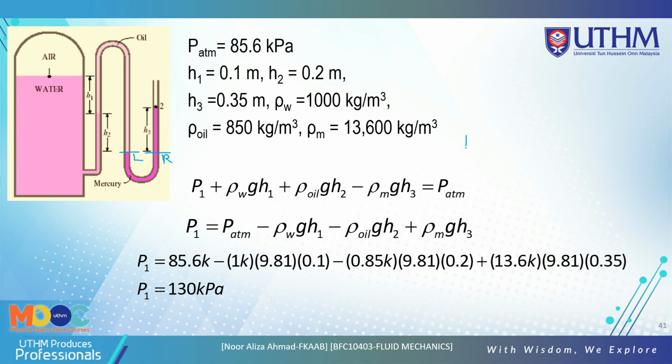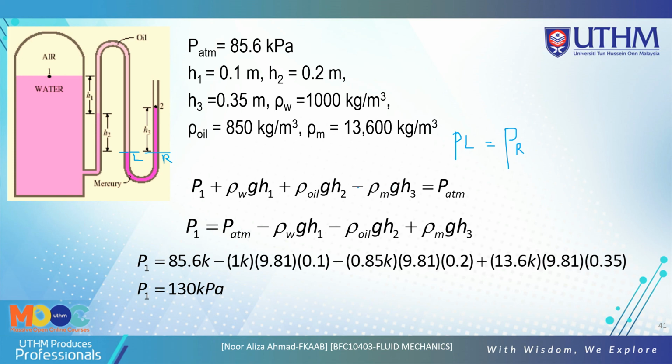Look at the right side and the left side. Pressure at left is equal to pressure at right. First, look at the right side. The right is considered the pressure atmosphere, and also the pressure of H3, mercury. So P atmosphere plus mercury. When the mercury goes to this side, there is the negative.